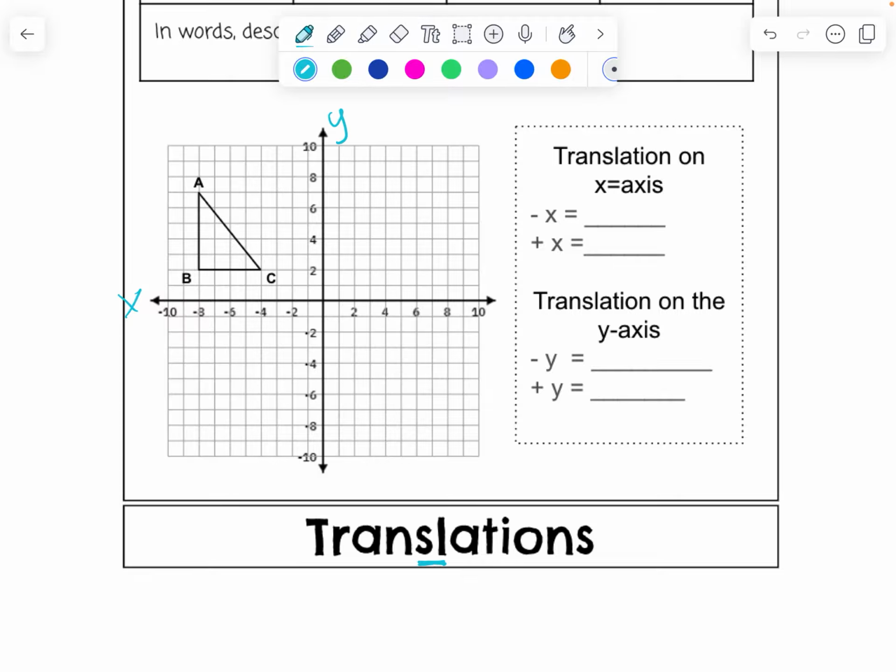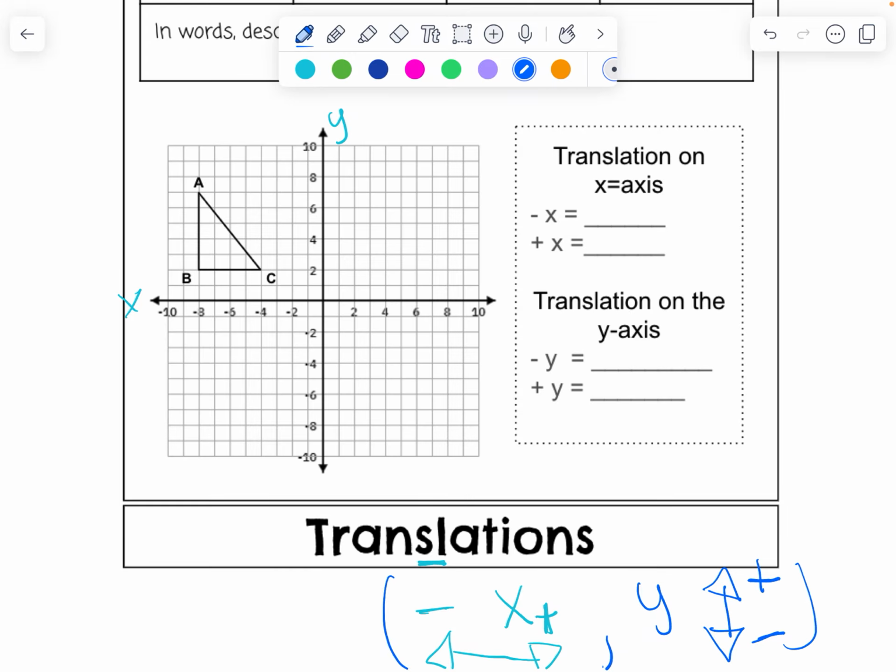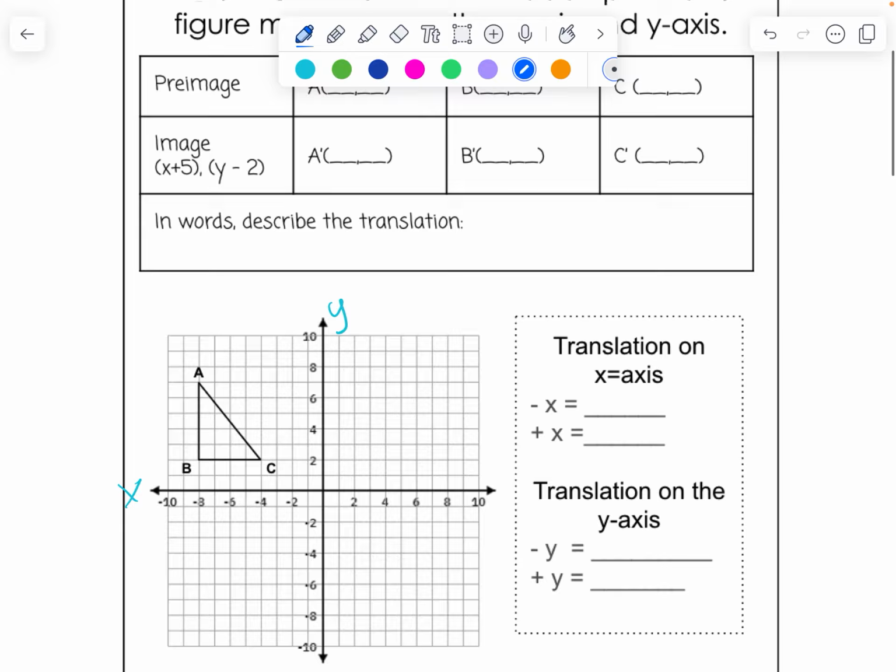And the X value, so I'm going to write here my X is either going to go to the left or it's either going to go to the right. If it goes to the left, I'm going to subtract. If it goes to the right, I'm going to add. The Y value goes up or down. If I'm going up, I'm going to add. If I'm going down, I'm going to subtract. So that would be your rule. Okay, I know it looks a little confusing, but it'll make more sense in a little bit.